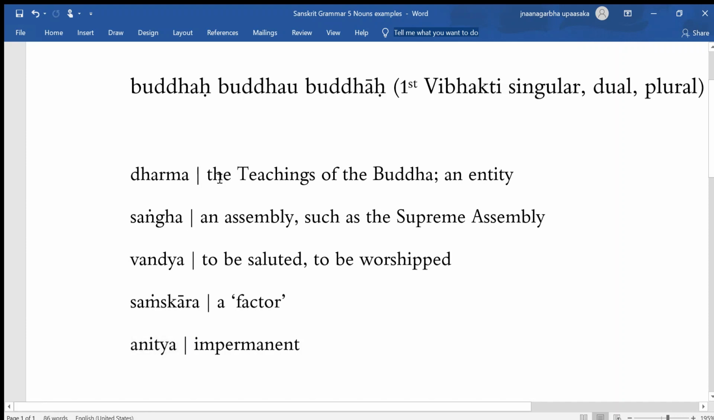The word dharma, as you know, can refer to the teachings of a Buddha, or sometimes it refers to an entity. Saṅgha can refer to an assembly, but specifically the Supreme Assembly, which is the third of the 3 jewels. Vandya means someone who is worthy of being saluted or worshipped. Saṁskāra is a factor, so an entity when understood as a causal factor. And anitya means impermanent. It's the opposite of nitya. So when we add the a, sometimes it gives us a sense of the opposite. Something which is not nitya is called anitya.